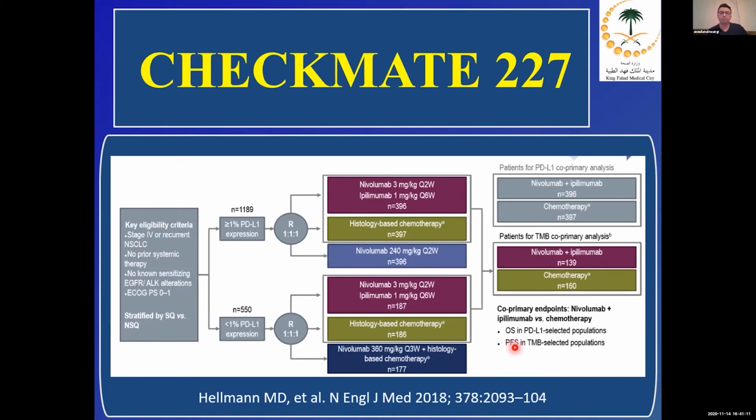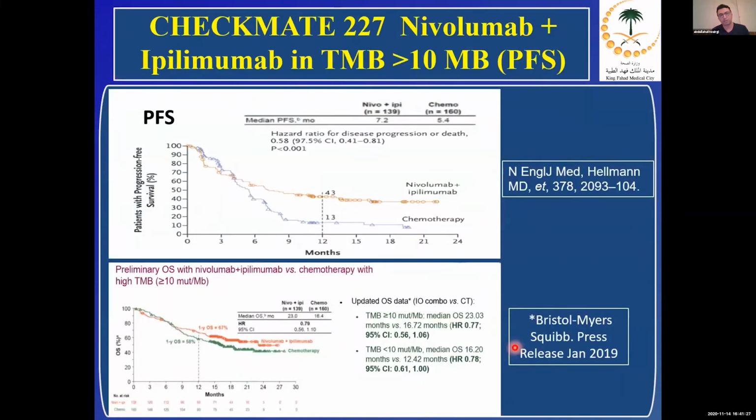And the TMB is one of the biomarkers that also came up, and it was thought to be quite useful to select those patients who would benefit from immunotherapy, especially in the CheckMate trials, or the trials that include Nivolumab as a part of the experimental arm. The initial data that looked at one of the biomarkers, the tumor mutational burden, showed a positive result when it comes to PFS. So patients who had dual immunotherapy had a longer progression-free survival compared to chemotherapy.